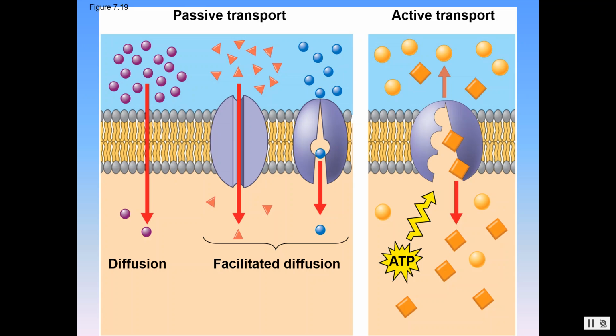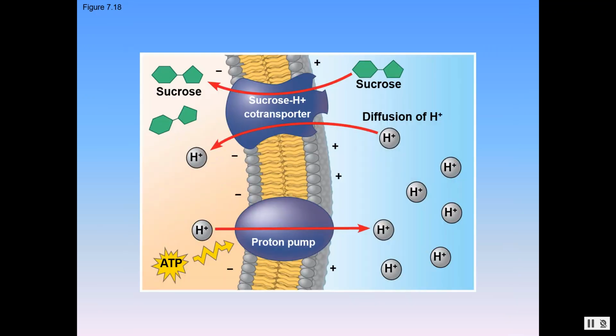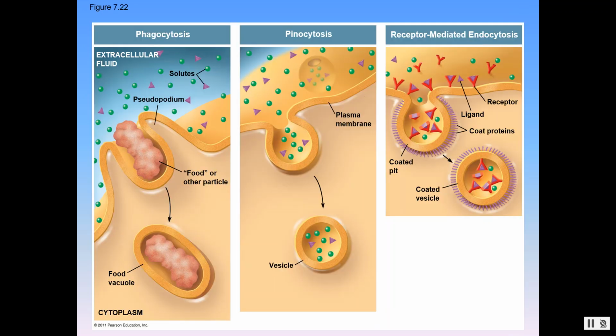Now, what happens if we want to move more than 1 or 2 little molecules, right? We want to move large quantities of things. Then we're talking about a process called exo and endocytosis, right? Exocytosis meaning releasing something, and endocytosis meaning pulling something in. But it's using the plasma membrane to engulf large quantities of things.